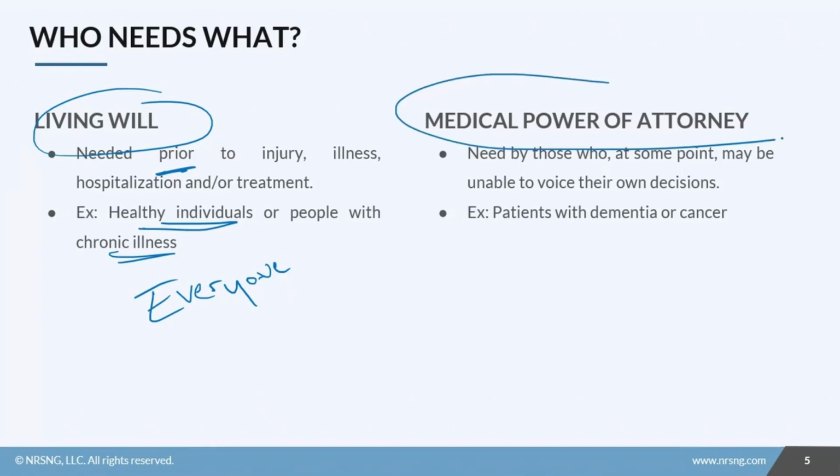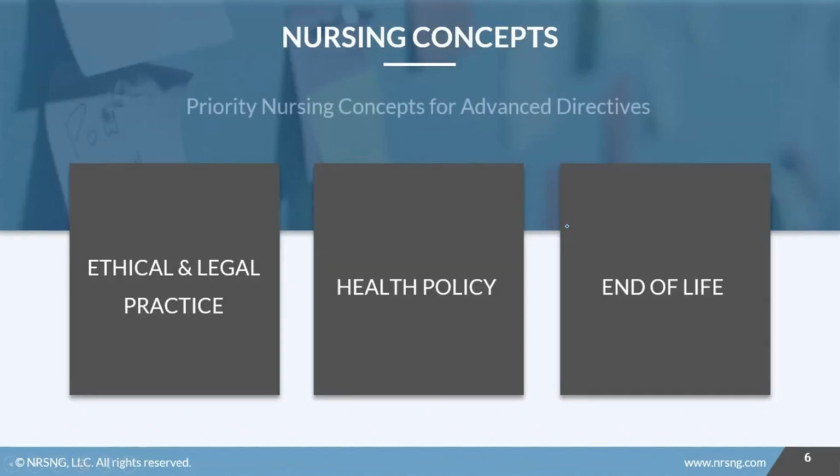For medical power of attorney, it's a little bit different. These are people who may know at some point they may not be able to voice their own decisions. So these are patients with dementia or cancer. They want to designate someone who can actually be their voice for them when they can't.